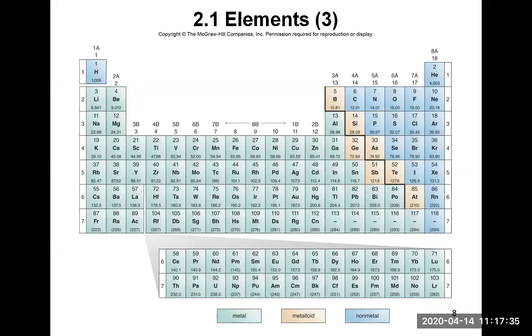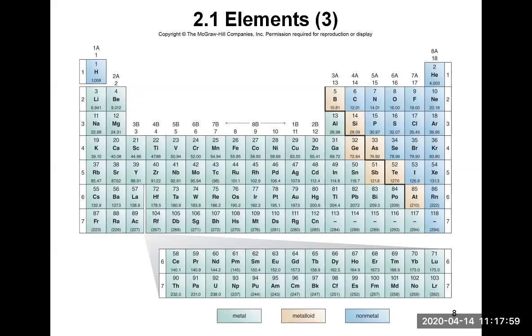So metals are represented in green. They are located on the left side of the periodic table. Watch out, hydrogen in the upper left corner is not a metal. Hydrogen is a non-metal. Non-metals are represented in blue and located in the upper right corner of the periodic table.